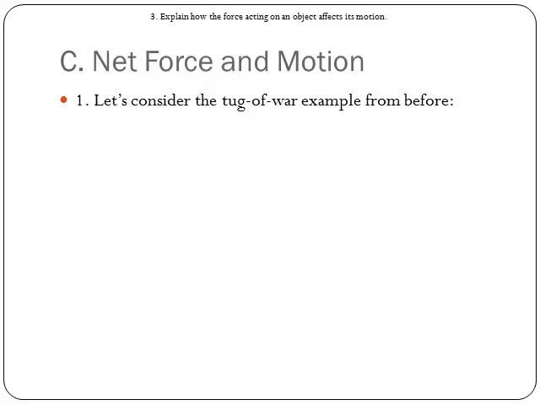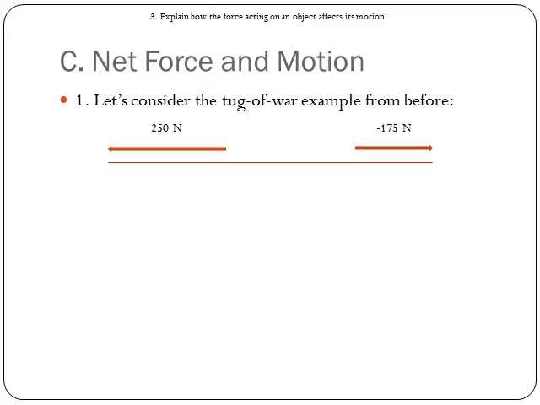So let's consider that tug-of-war example from before. So here is our rope, and we were told that Team A pulled to the left with 250 newtons, and Team B pulled to the right with 175 newtons. And again, recall we defined going left as positive, so this was a positive 250 and a negative 175 newtons.